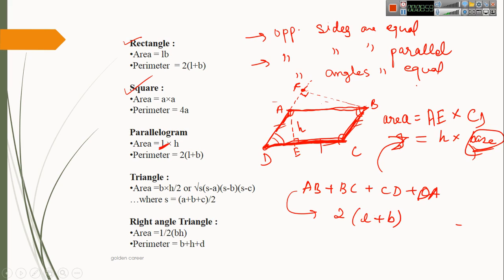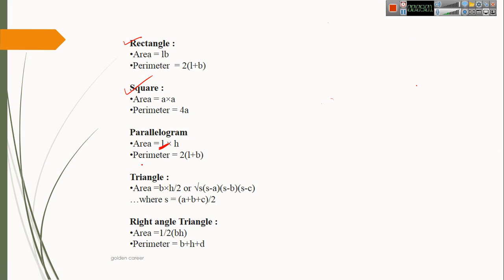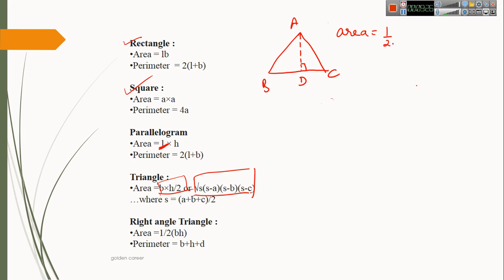Then we have the triangle. For the triangle, we have two formulas to calculate the area, and we will see what these formulas are about. Here we have triangle ABC, and if this is the perpendicular AD, then the area will be equal to half into base, which is BC, into height, which is AD.